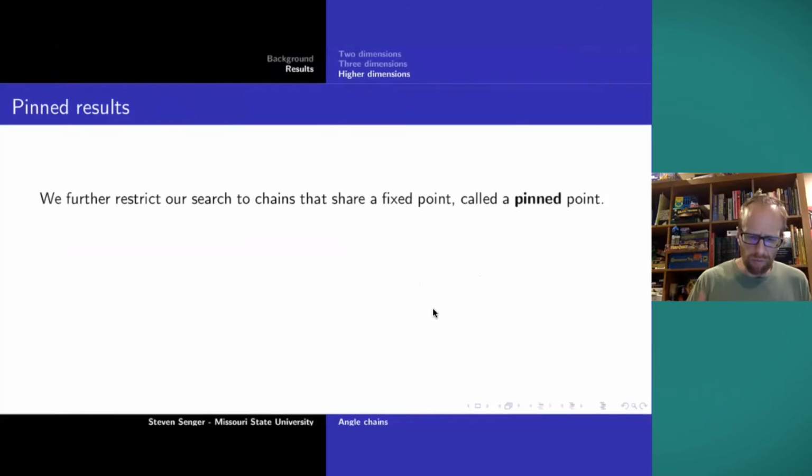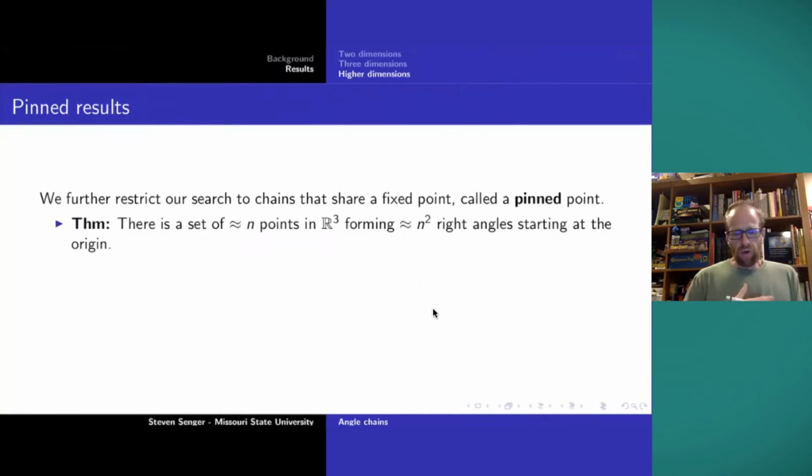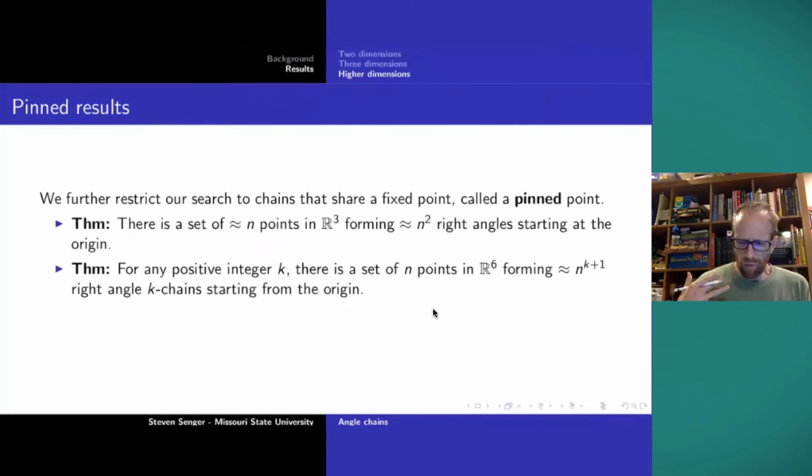So again, more just explicit results on pinned points. We can construct a set of endpoints in R3 with n squared right angles starting at the origin. We can also modify this. This is just a selection of the results. We have a paper on arXiv with a lot of different results filling in the gaps here.